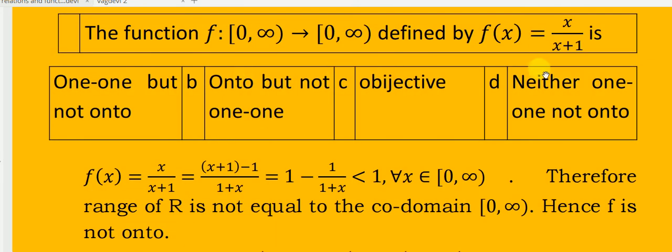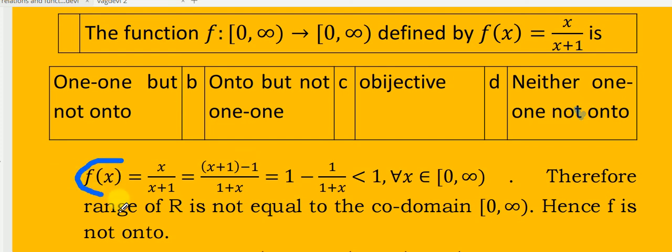The function f from the set R plus, that is the closed interval 0 to infinity, to the same interval, that is, domain and range are the same here, defined by f of x is equal to x by x plus 1. So 0 is included here. Is it one-one, onto, or bijective? Neither one-one nor onto.